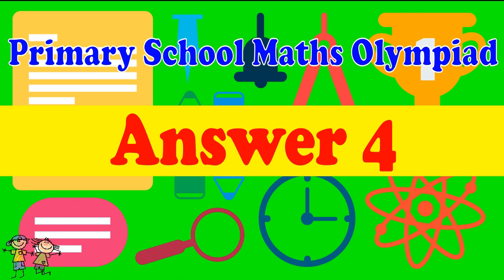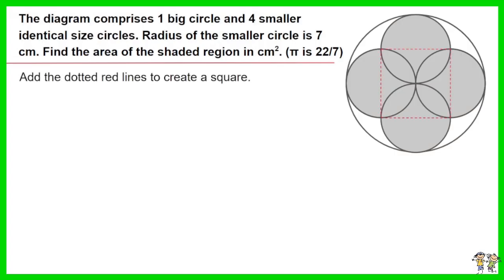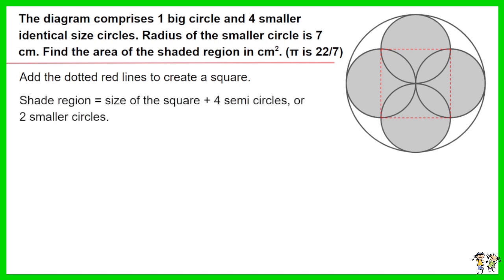Answer for question 4. Add the dotted red lines to create a square. From the diagram, you will see that the shaded region equals size of the square plus 4 semicircles or 2 smaller circles.